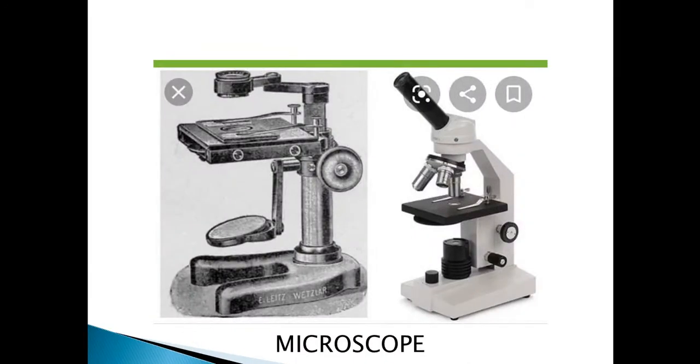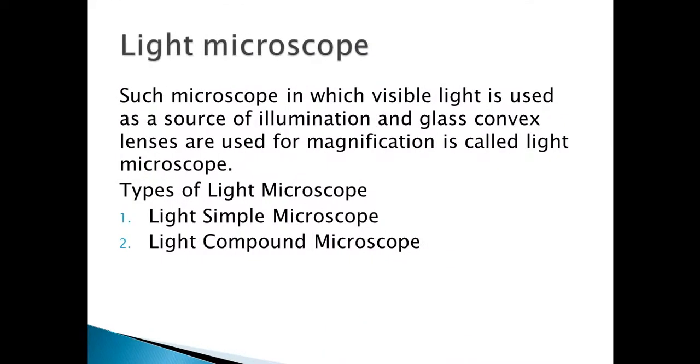This is simply the diagram of a microscope. Number 1, that is light microscope. Here is the definition we are going to study. Such a microscope in which visible light is used as a source of illumination and glass convex lenses are used for magnification is called a light microscope. Here is the word illumination. Illumination means light.